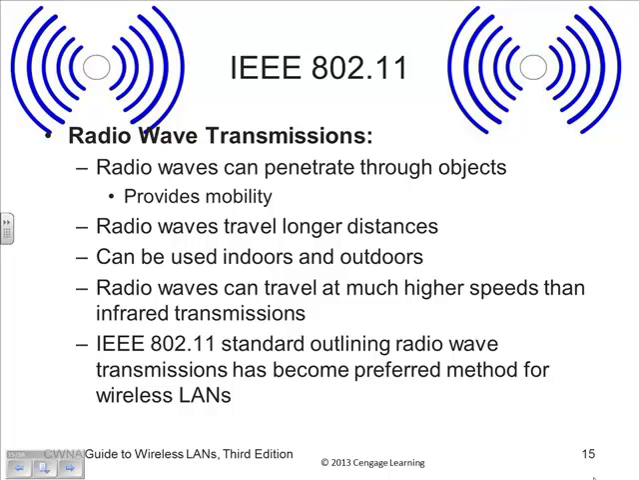The 5 gigahertz, why was it so much faster than the 2.4 gigahertz? Higher frequency, higher data rate. Higher frequency, shorter distance.